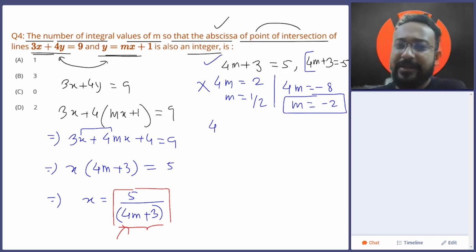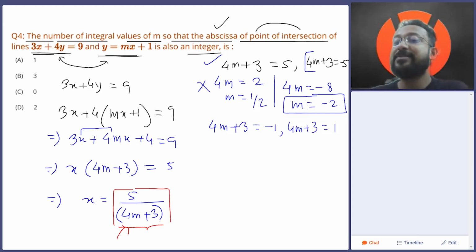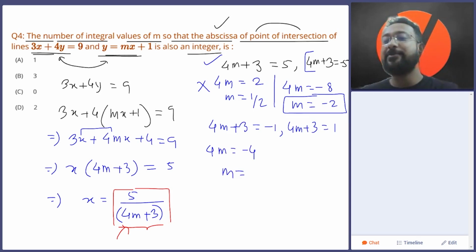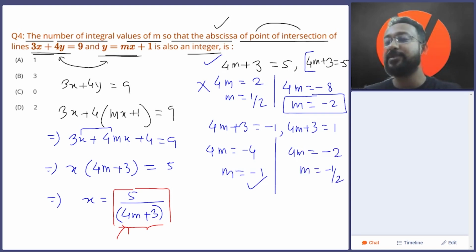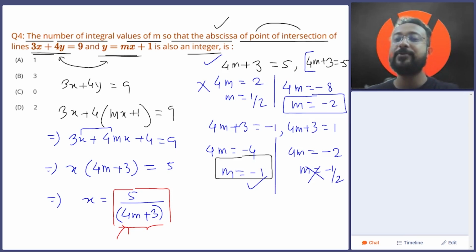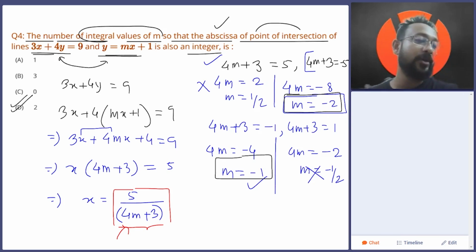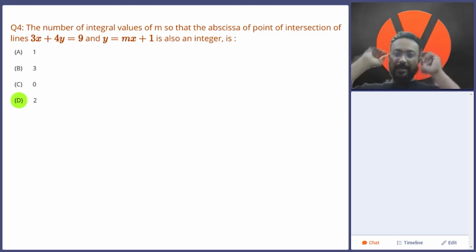Anything else? The only case left is if 4m plus 3 is equal to minus 1 or plus 1. If you check, you will get 4m equal to minus 4, hence m equal to minus 1, so it's an integer. But from the other, 4m is equal to minus 2, hence m is equal to minus half, which is not an integer. So finally, we have two answers, m equal to minus 1 and m equal to minus 2. These are the two integral values of m. They were asking for the number of integral values, so the answer should be D. Yes or no? Okay, great.